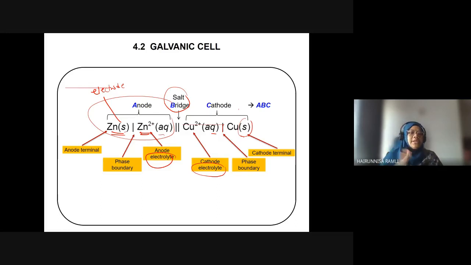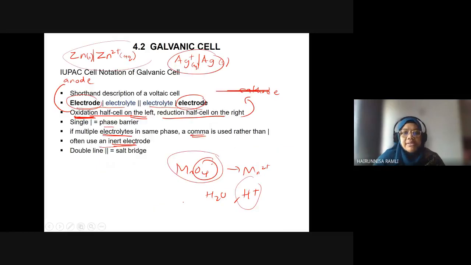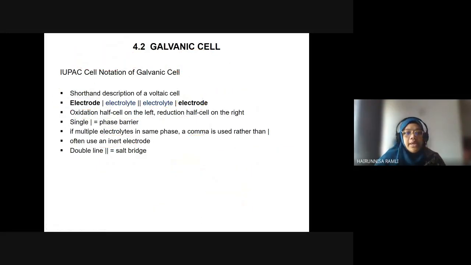Okay, soalan nanti sudah tanya, wajib ke letak phase? Wajib. Untuk cell notation, wajib. Maksudnya zinc solid, you kena letak solid. Kalau Zn2+ aqueous, you kena letak aq. Okay, benda ni ikut standard lah. Memang kena, sebab tu kita ada perkataan phase boundary kan. Sebab kalau dia punya phase dia sama, macam you buat aqueous dengan aqueous, kita tak letak slash, kita letak comma. Okay, ini statement yang saya explain kat sini. If multiple electrolytes in same phase, a comma is used. Comma lah, you pakai comma eh.